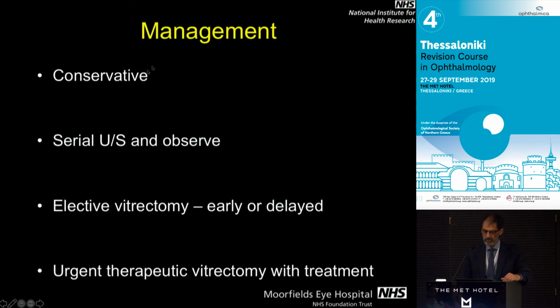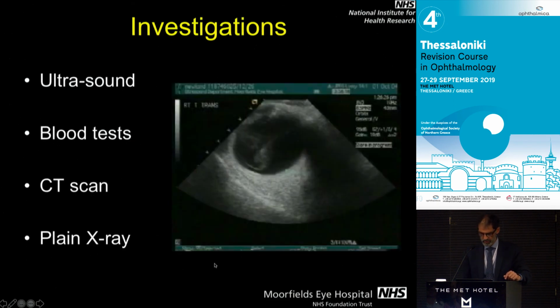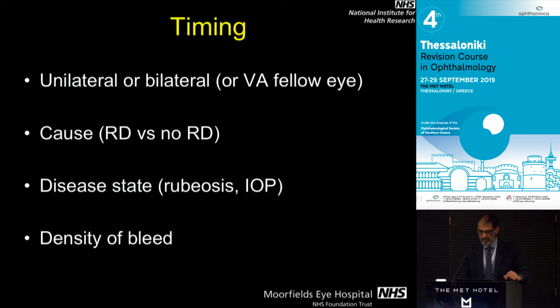And management can be conservative, which involves serial ultrasounds until it clears, elective vitrectomy, early or delayed, chosen by the patient, or urgent therapeutic vitrectomy with treatment chosen by the surgeon. I think I've gone backwards. And the timing depends on whether it's unilateral or bilateral for practical purposes for the patient, the cause, the disease state, and the density of the bleed.